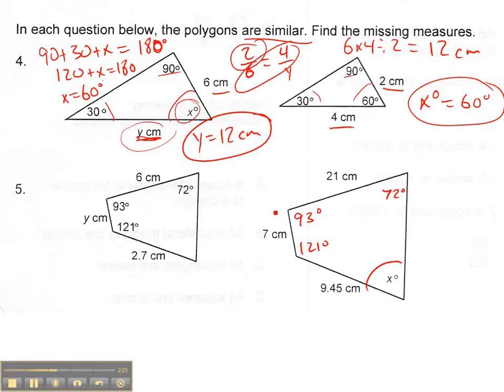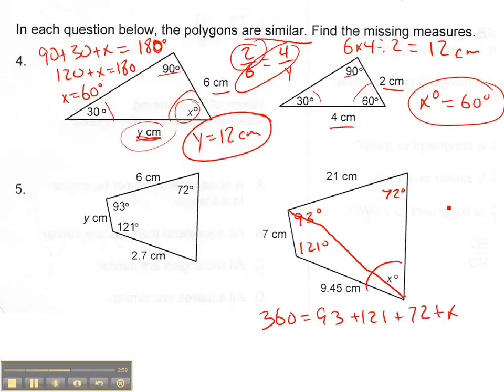We need to remember how many degrees are in a quadrilateral. Well, anytime you're trying to figure out how many degrees are in any polygon, just think about how many triangles you could cut it into. So if I cut this quadrilateral into 2 triangles, we know each triangle is 180 degrees and there are 2 triangles, so every quadrilateral, the angles add up to 360 degrees. So 360 equals 93 plus 121 plus 72 plus x.